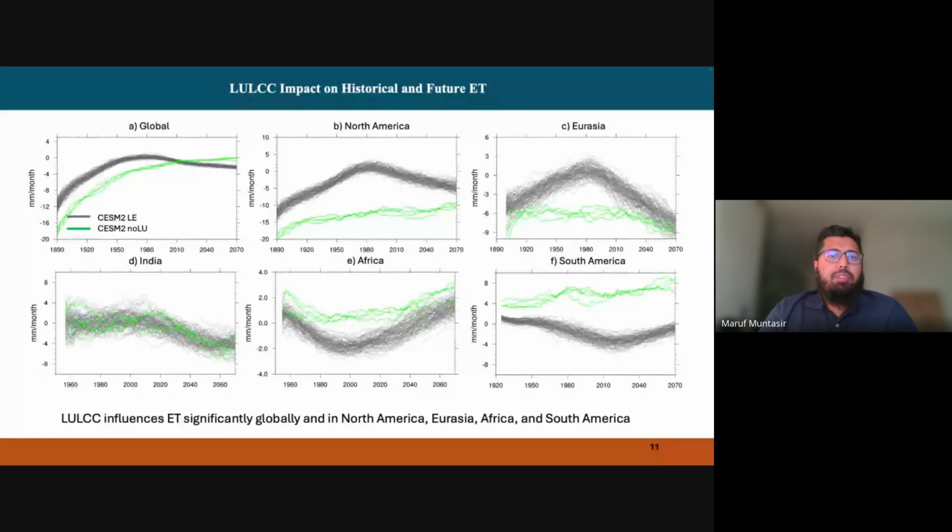So this figure shows the time series of historical and future ET for both CSM2 and no LU. Here we can see that ET increases significantly in the regions where precipitation shows significant increase, like North America, and the opposite pattern is happening in South America. Next slide, please.